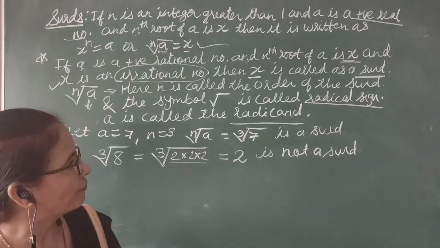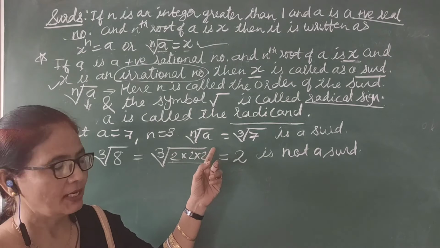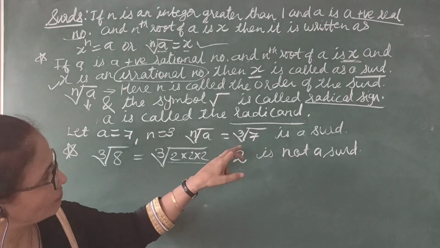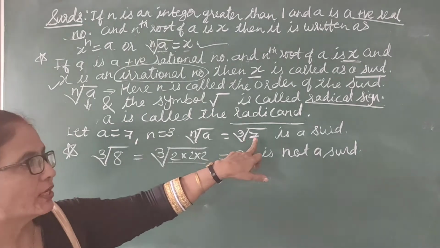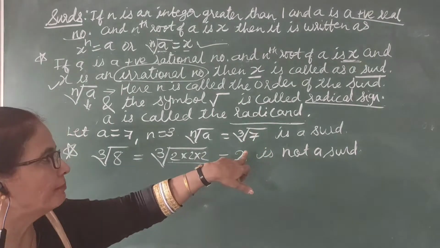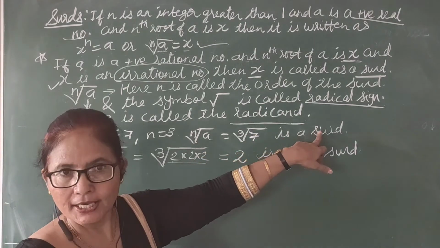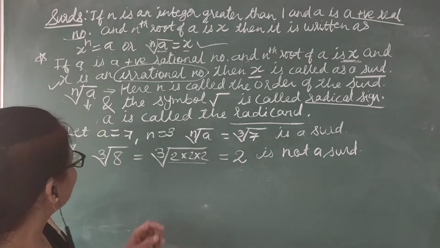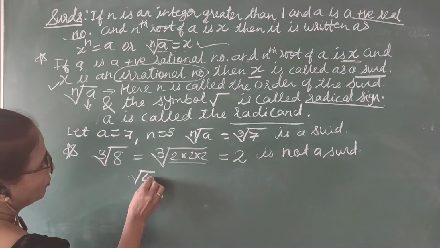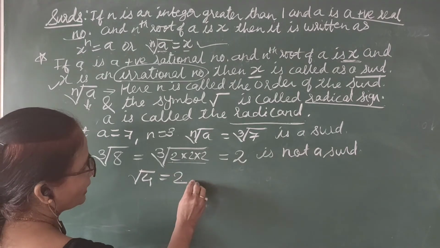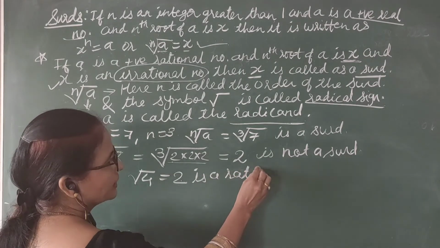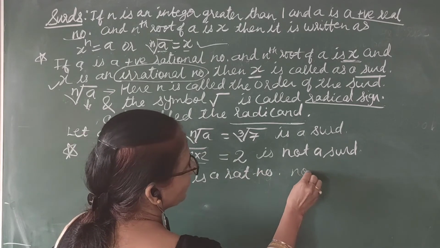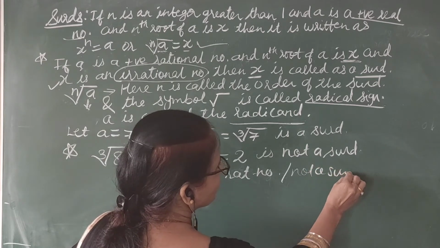Okay, so whatever nth root is given, if you are getting a perfect root, then it is not a surd. But when you simplify such examples and you get an irrational number as the answer, then it is a surd. Remember, children, if your question is square root of 4, you know square root of 4 is 2, and 2 is a rational number. Now, if 2 is a rational number, is it a surd? No, it's not a surd.